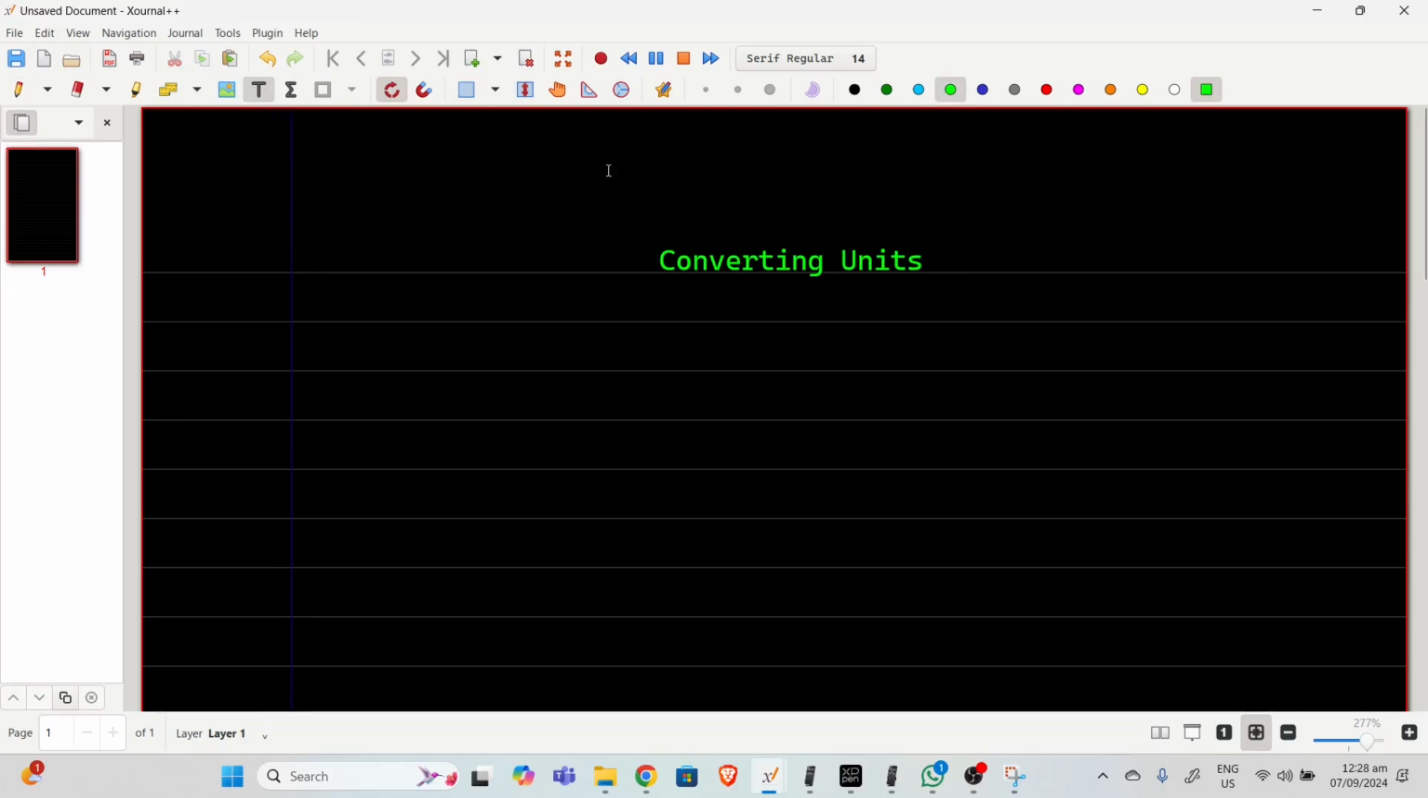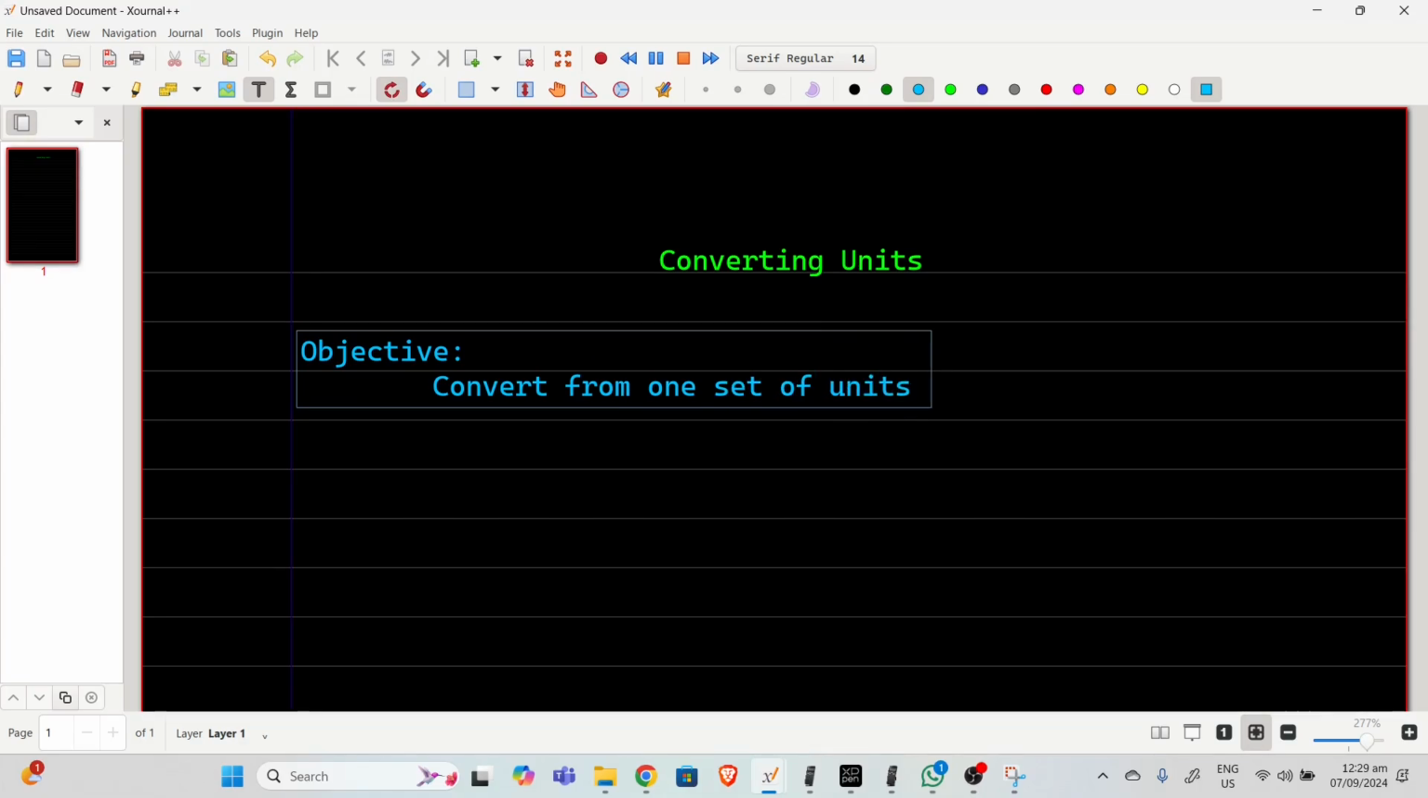And the objective, let me just state that. The objective that we have is to convert from one set of units to another. That's all that's required, to convert from one set of units to another.